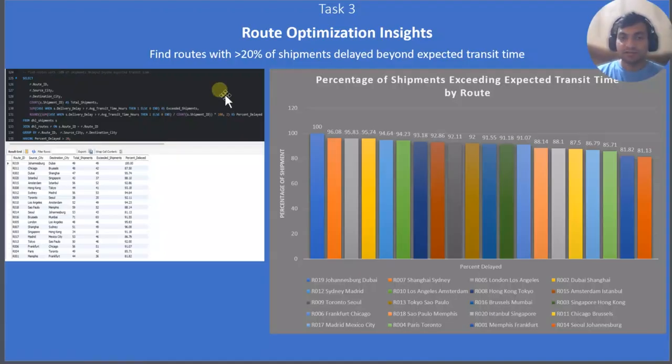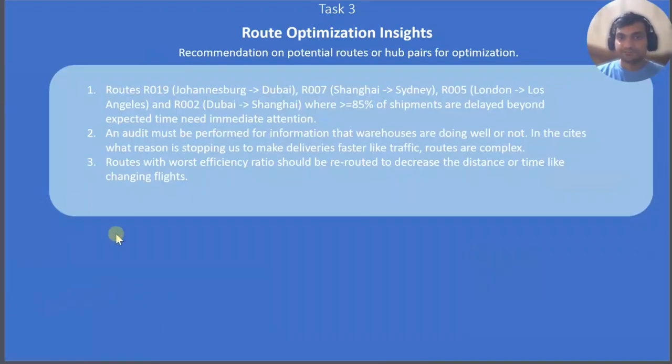And this is the chart showing greater than 20% of delayed shipments beyond expected transit time routes. We can see route 19, 7, and 5 are having the highest delayed shipments. So based on the analysis, what we can see is route 19, 7, 5, and 2 need rerouting and immediate attention, and an audit must be performed to fix the reasons of delays.